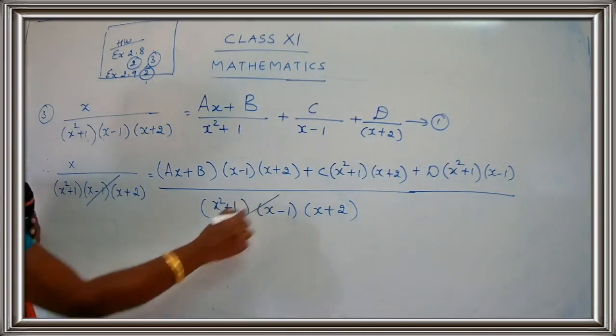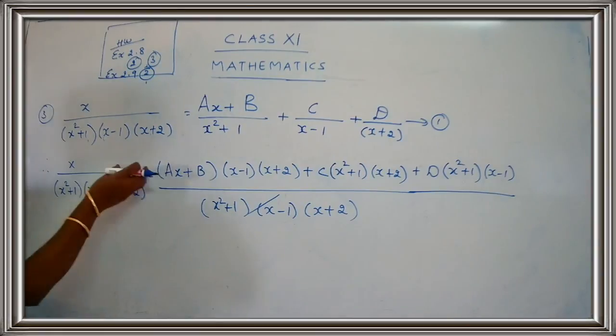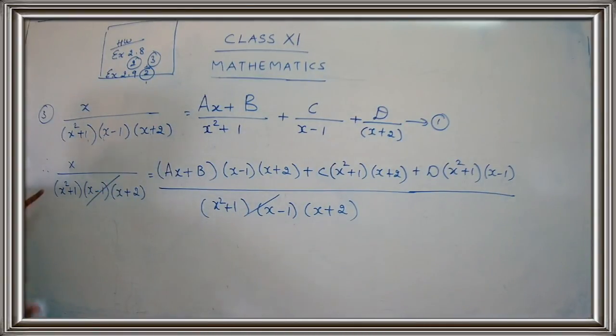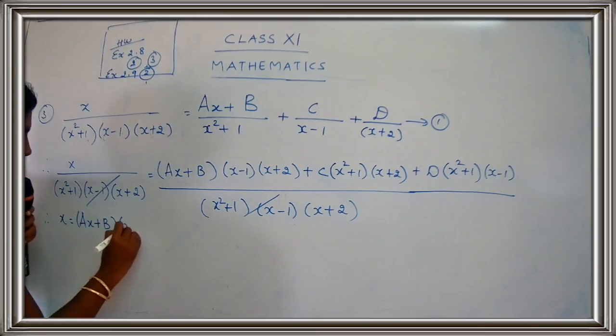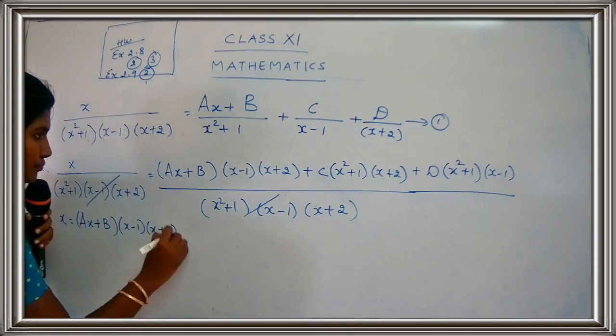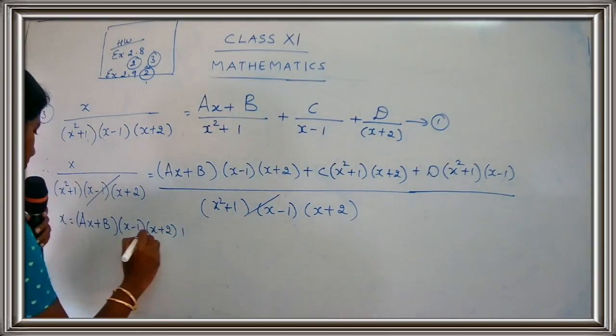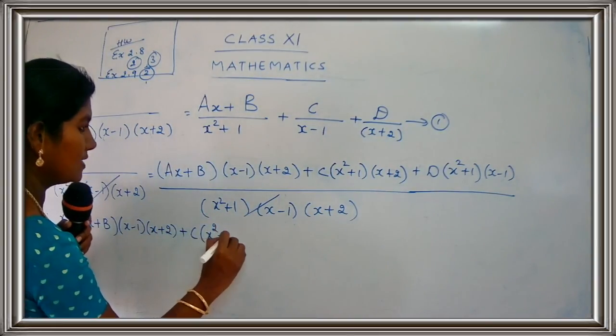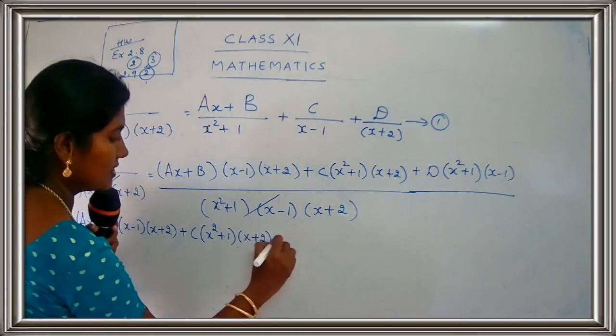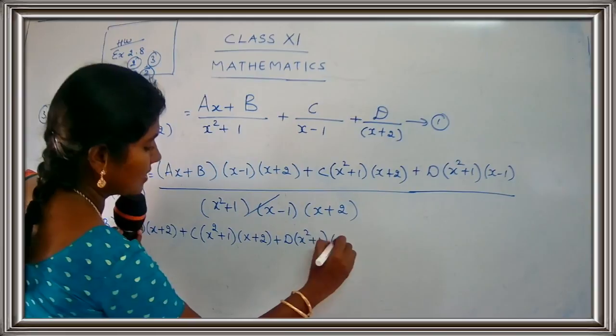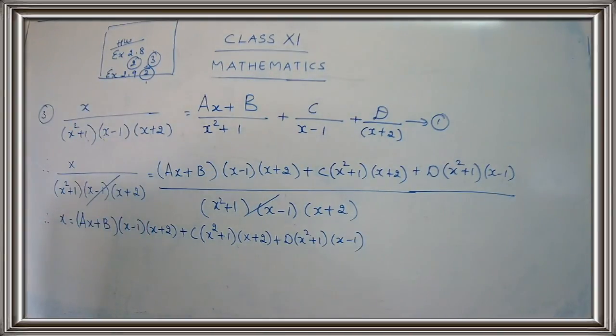So we can cancel the denominators. Now these are the terms that are left out. It's a very big sum, yes, a lengthy sum. Let's take down the equation. x is equal to (ax plus b)(x minus 1)(x plus 2) plus c(x square plus 1)(x plus 2) plus d(x square plus 1)(x minus 1). So we have got the denominator same, so we cancel the denominator and we have taken the numerator part.